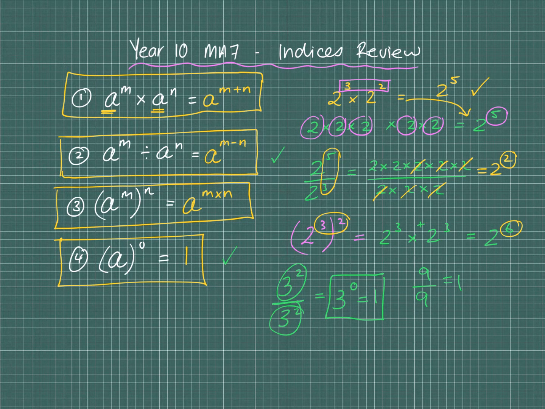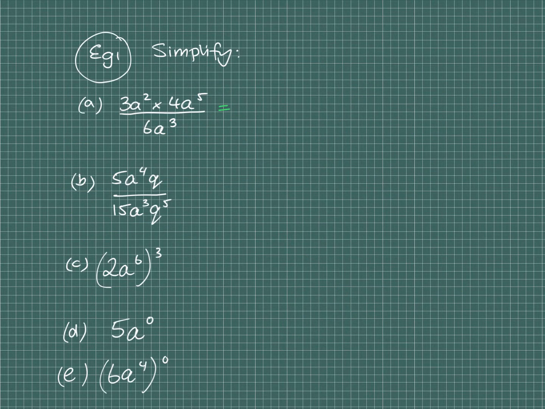So, the first one. What I'm going to do to start off with is simplify the top ones first, and then I'm going to rewrite it. I'm going to clean it up. So I'm going to multiply the numbers together. 3 4s are 12. I then have a squared and a to the 5. We're multiplying the bases that are the same, which means we add 2 and 5 to make 7, and I've got 6a to the 3 on the bottom.